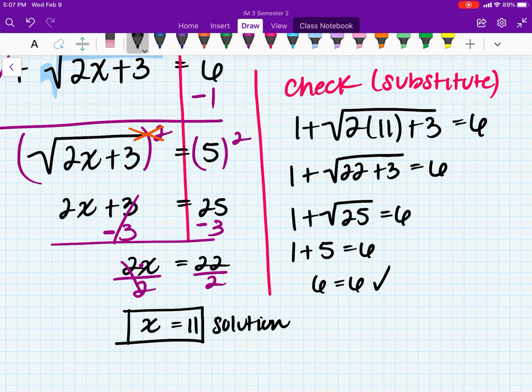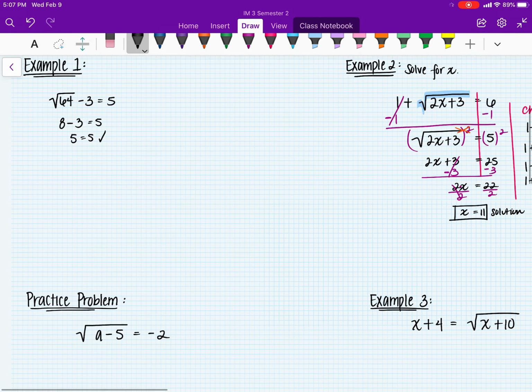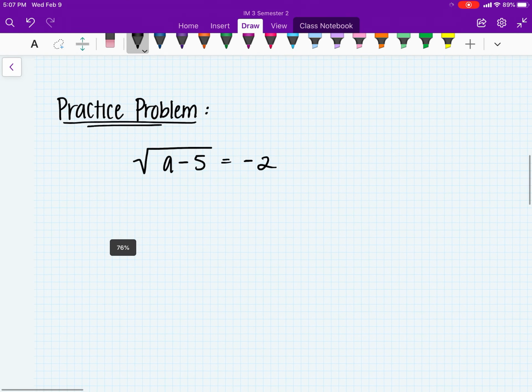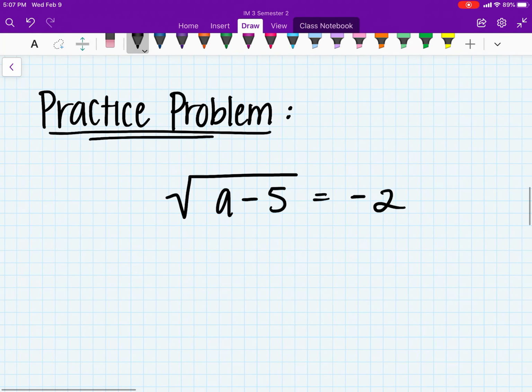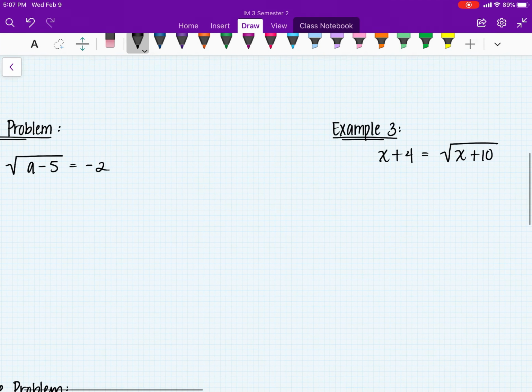So let's go ahead and move on to the next one. And here's the next one. Well, this is actually a practice problem, so go ahead and do this one on your own. And I'll go ahead and move on to example 3.